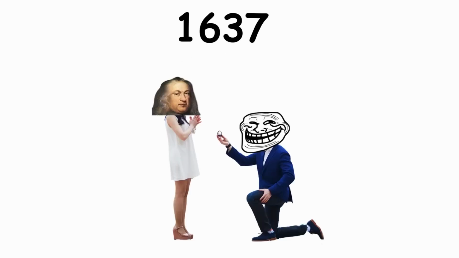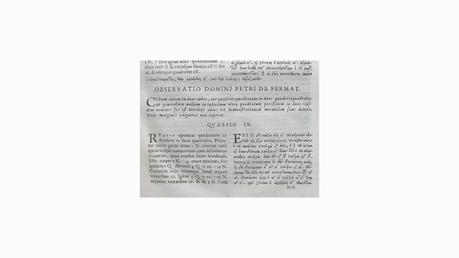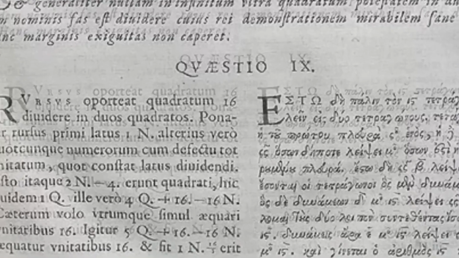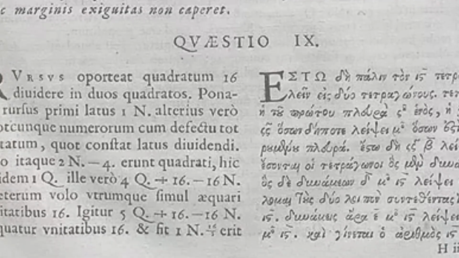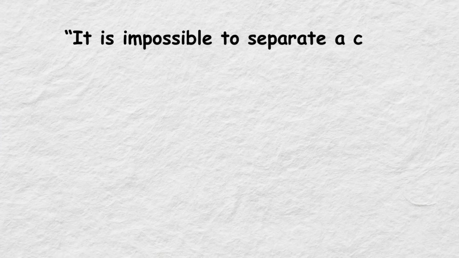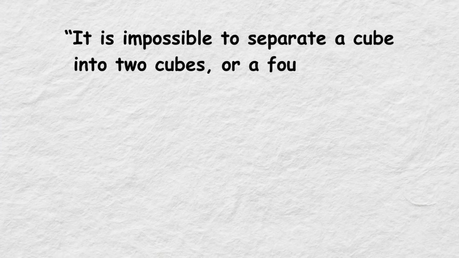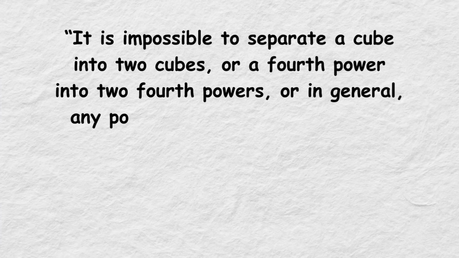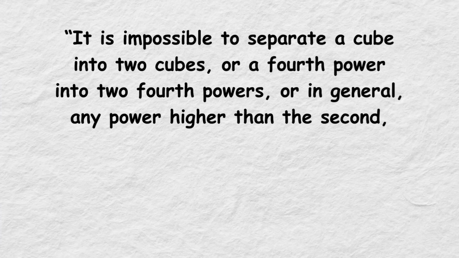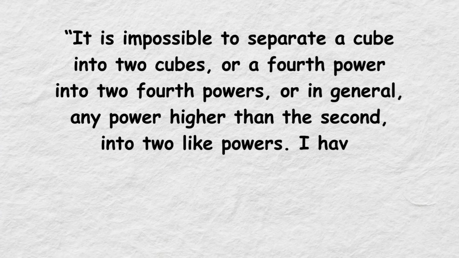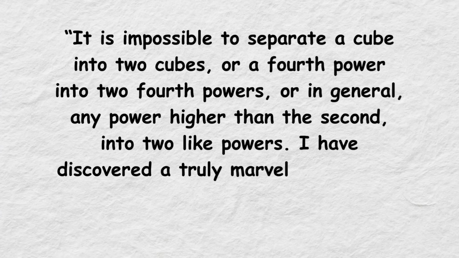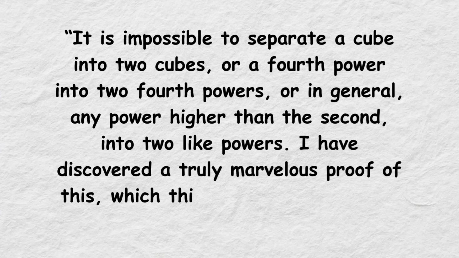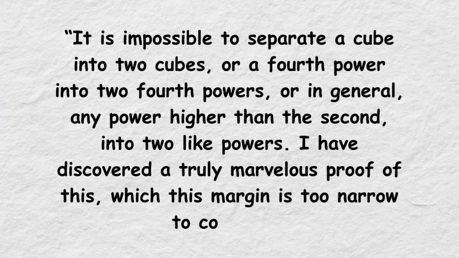In 1637, French mathematician Pierre de Fermat said no. This fact is immortalized in the text he wrote in his copy of Arithmetica. Quote, "It is impossible to separate a cube into 2 cubes, or a fourth power into 2 fourth powers, or in general, any power higher than the second, into 2 like powers. I have discovered a truly marvelous proof of this, which this margin is too narrow to contain."